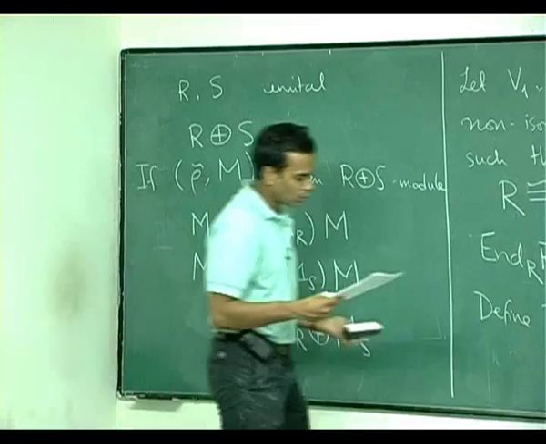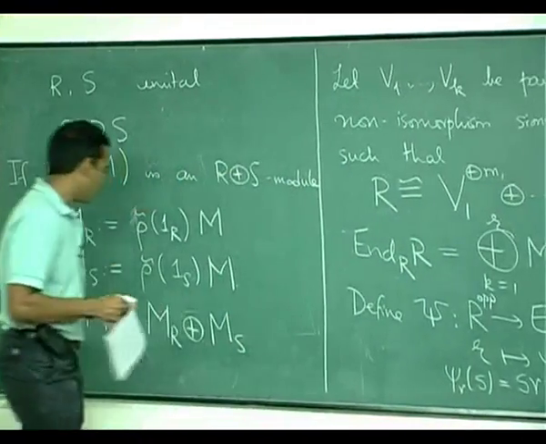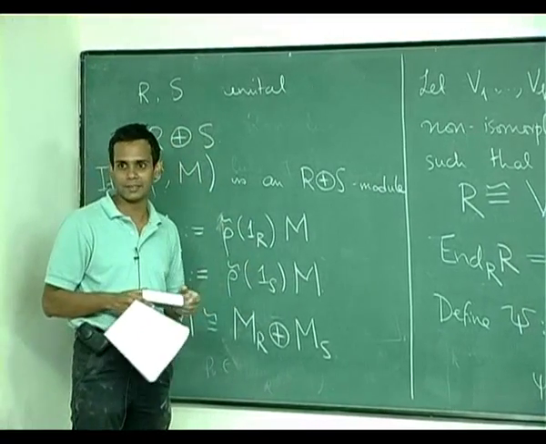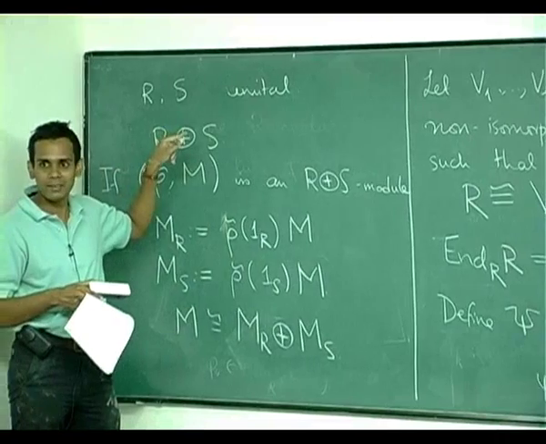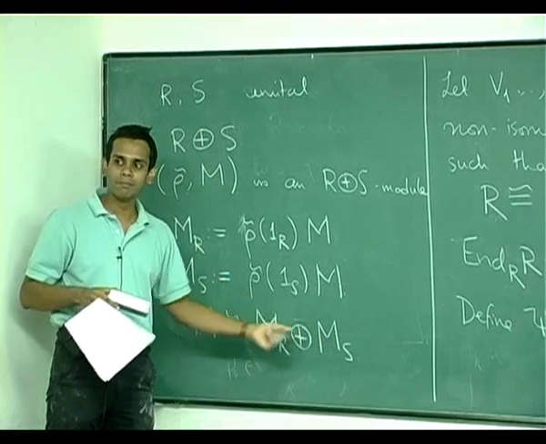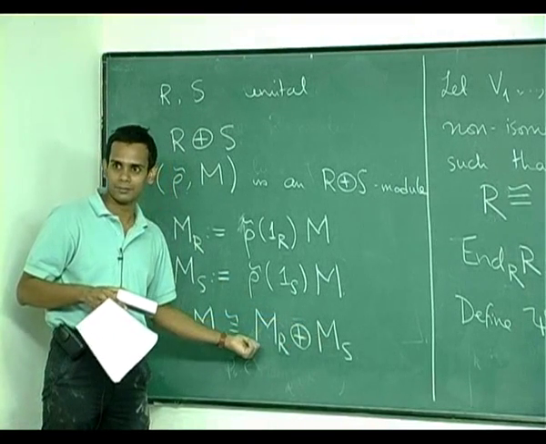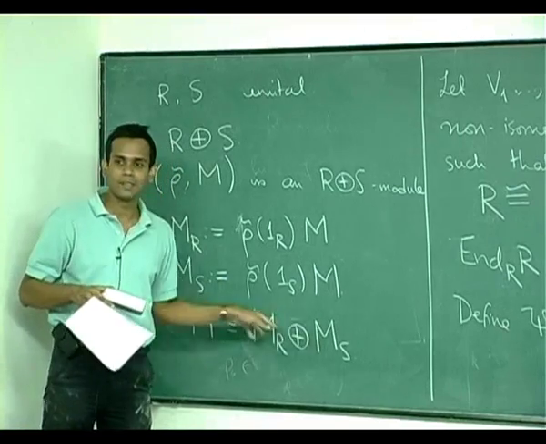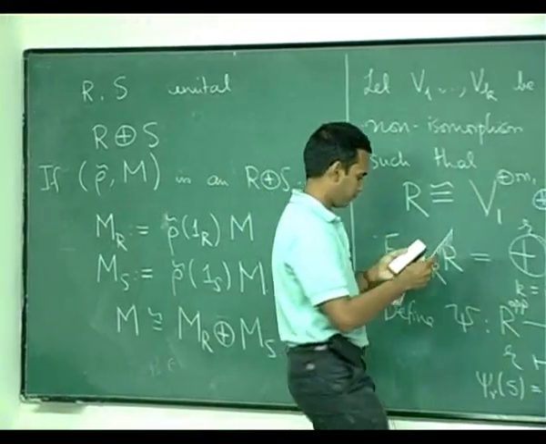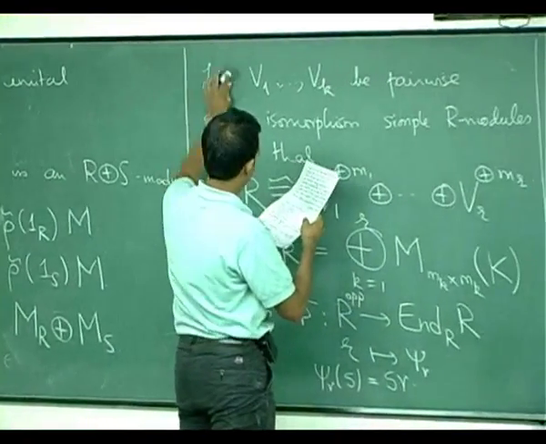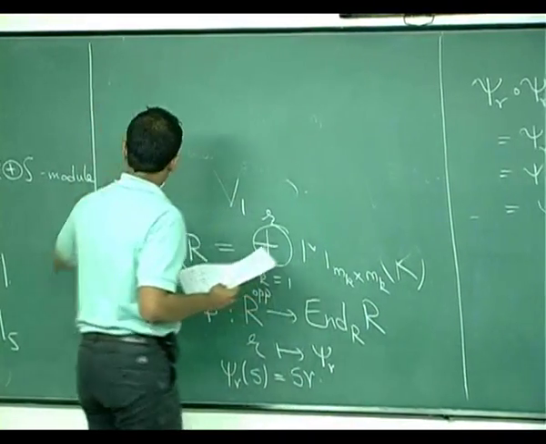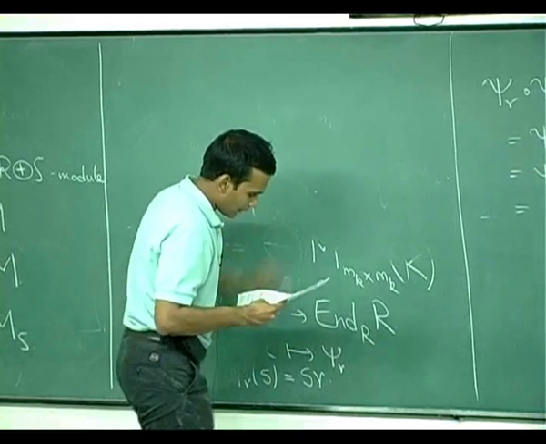And so if you want to know what the simples are, they would have to be simples for either R or for S. A simple module for R direct sum S would either be a simple module for R direct sum 0 or a simple module for S direct sum 0. Otherwise, you could just take the part corresponding to R or S and get a submodule. So you can apply this to not just two, but several algebras, and the same thing holds.